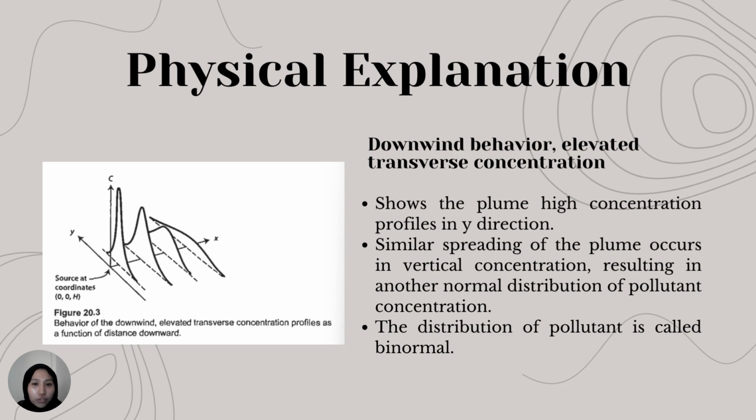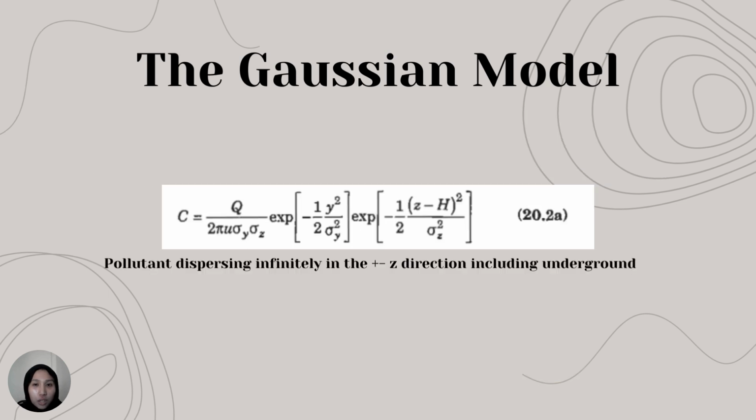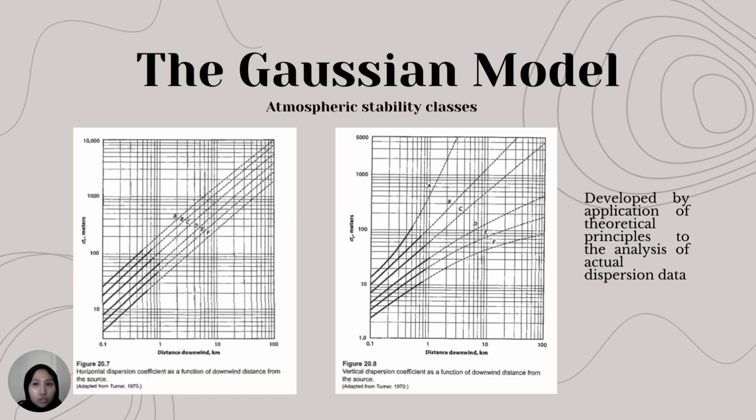Next, for the downwind behavior, the elevated transverse concentration. The figure shows the plume concentration profiles in the y direction. Similar spreading of the plume occurs in the vertical, resulting in another normal distribution of pollutant concentration. The distribution of pollutant is called binormal. This is the equation used for the Gaussian model for the dispersion of non-reactive gaseous pollutants from an elevated source. And if the pollutant disperses infinitely in the z direction including underground, equation 20.2a will be used.